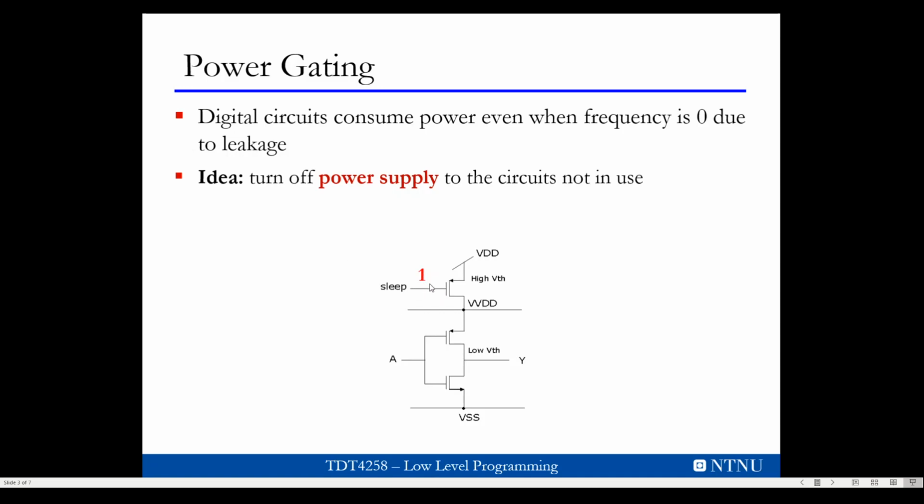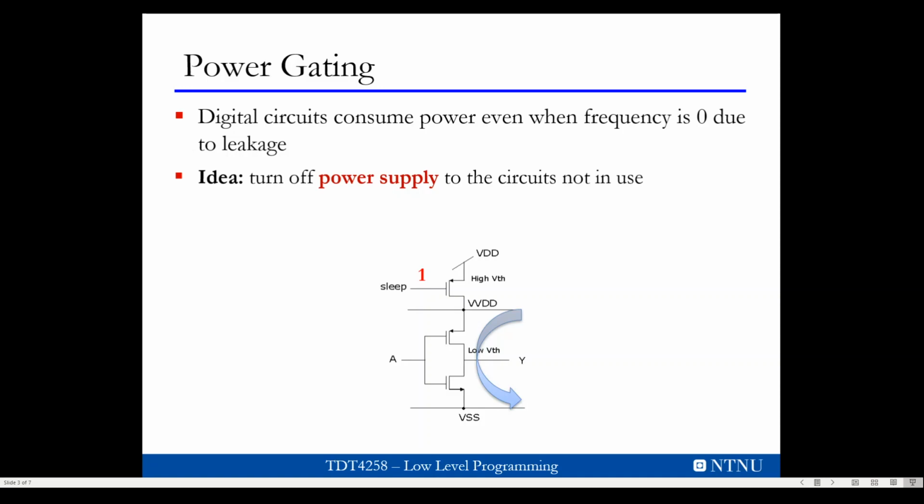And if this signal is 1 for a PMOS device, this device is off. So this node is now disconnected from the supply, and this node will eventually discharge to the ground through these transistors, mostly because of leakage. So when this node has discharged, the inverter is effectively not connected to the power supply, and there is no static power consumption either.